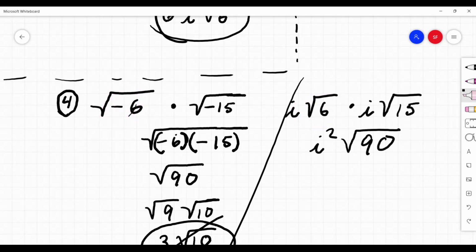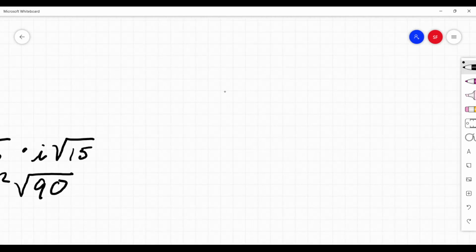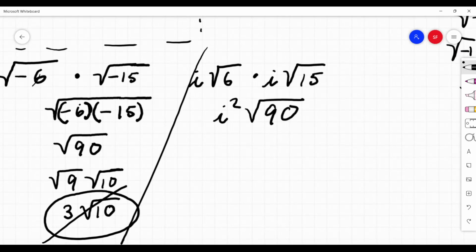You can't just take my word for it. It's like the first few problems that we did, right? So this is the square root of negative 1 times the square root of 6. The square root of negative 1 is i, right? And then the i times the square root of 6. You skipped stuff. Don't do that.